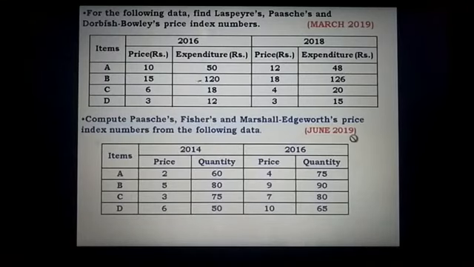Then in June 2019, compute Paasche's, Fisher's and Marshall Edgeworth's price index numbers from the following data. So here the prices and quantities have been given in the base year and current year. Certainly, this will become P0, look at the cursor, this will become Q0, this will be P1, and this will be Q1.